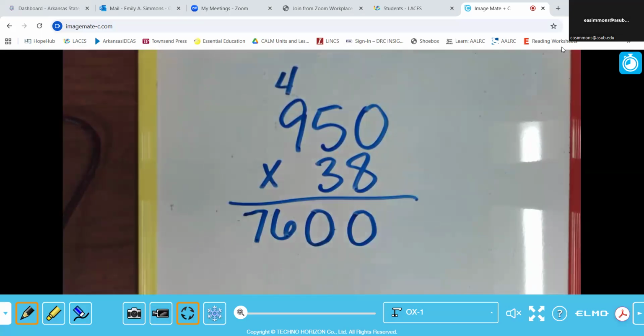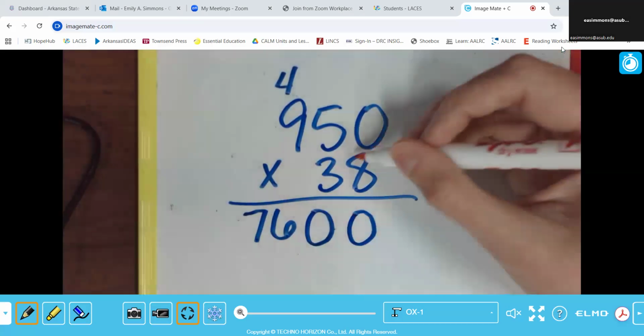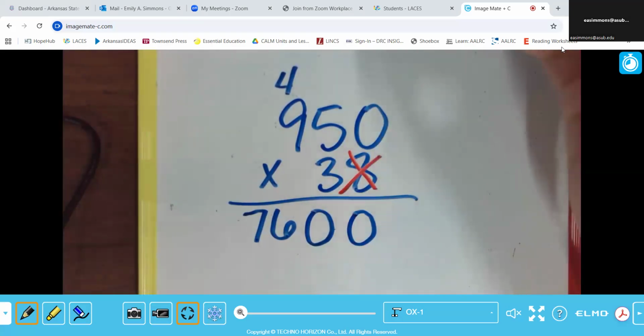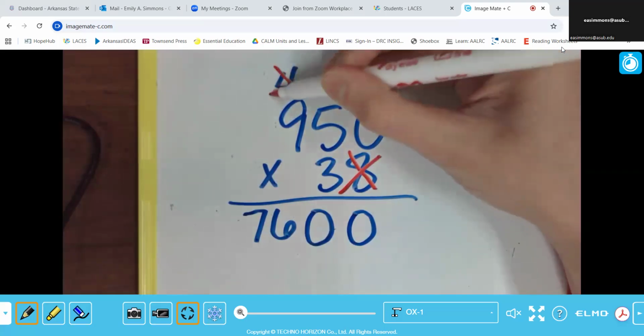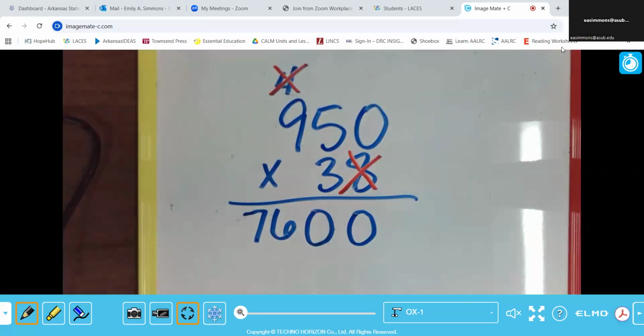And one more thing, when I'm marking my stuff out, I'm done with my 8, and I'm also done with this 4 that I carried. So I can mark both of those out.